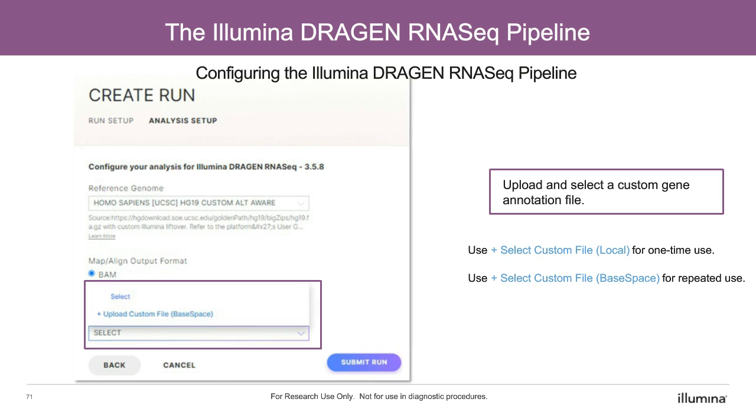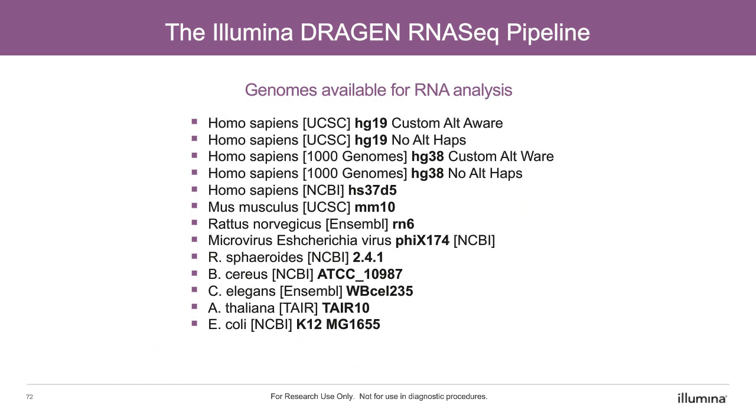Now, if you want to find your own annotation files, you can certainly get them. There are resources like RefGene, RefSeqGene, Ensembl, UCSC, GENCODE, and AceView. These are all places where you can get these types of files for analysis. And for this pipeline, again, we just have a list of the genomes that are available.